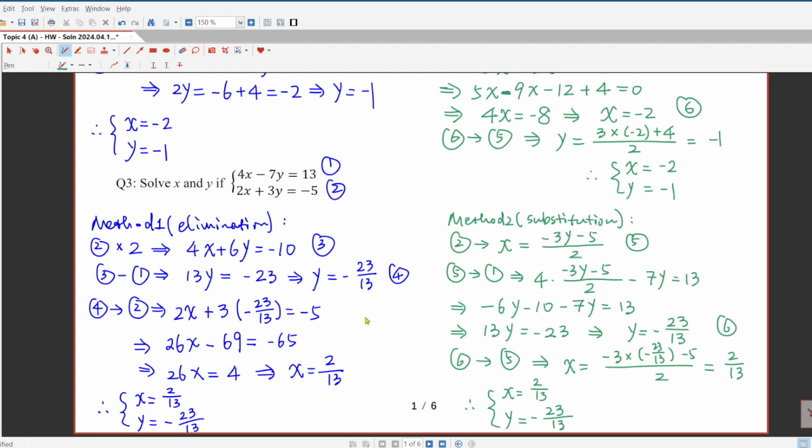For this particular question, I think both of the two methods are not very complex. Okay, have a look at the solution here. Any questions, just let me know, okay?